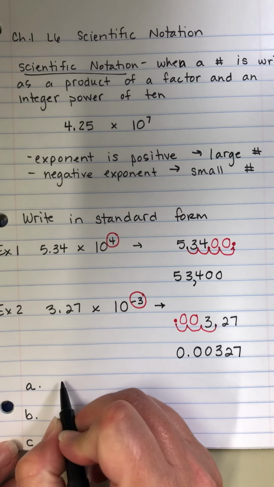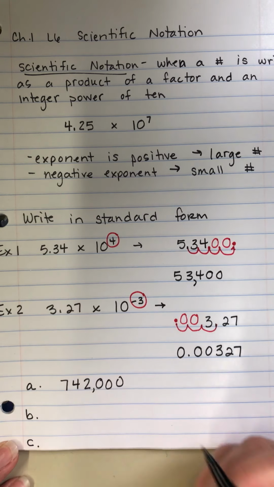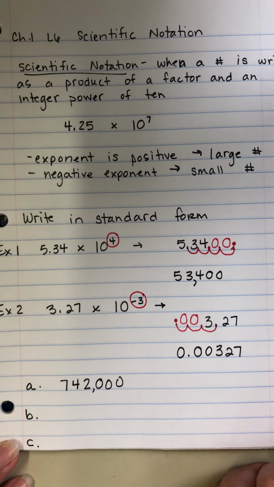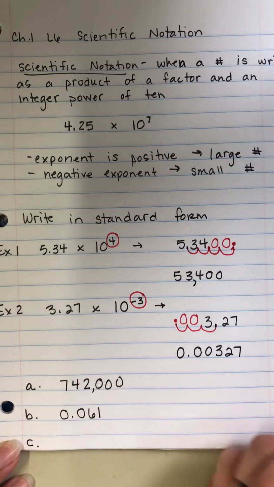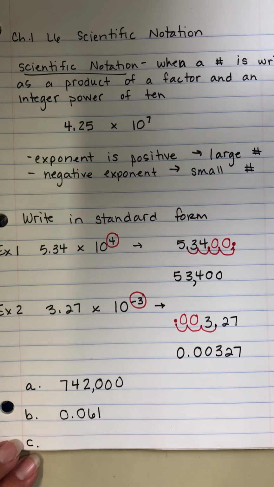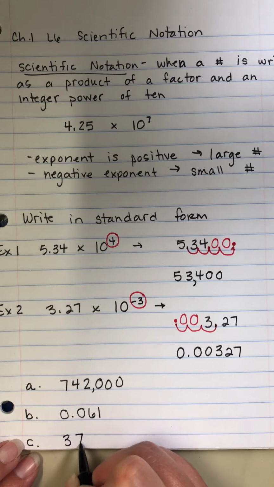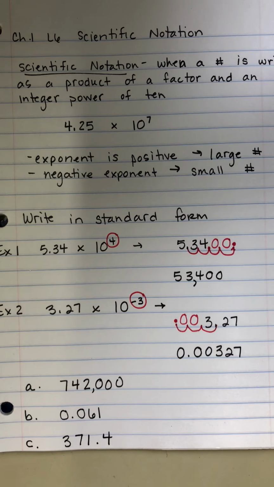The answer to A should be 742,000. You had to take 5 swoops to the right. For B, you should have taken 2 swoops to the left, which would give you 0.061. And for C, you have a positive exponent of 2. You should have gone 2 to the right, ending with 371 and 4/10 is where your decimal would end. So that is writing in standard form.